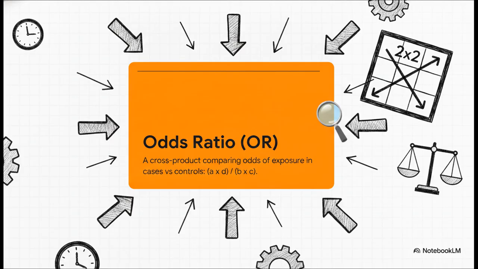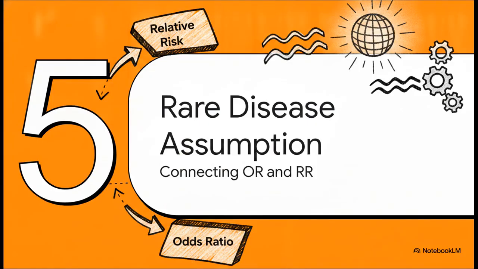Now, what's really interesting here is how the math ingeniously bypasses the need for incidence data. The odds ratio compares the odds of past exposure in the sick group to the odds of past exposure in the healthy group. And conceptually, on our matrix, it forms a perfect cross product. You simply multiply cell A times cell D and divide it by cell B times cell C. It's an incredibly efficient way to establish a strong association without waiting years and years for a cohort study to finish. And finally, section 5, the rare disease assumption.